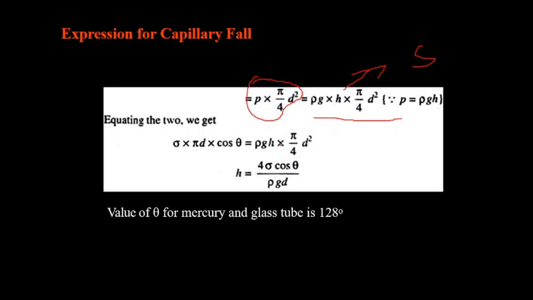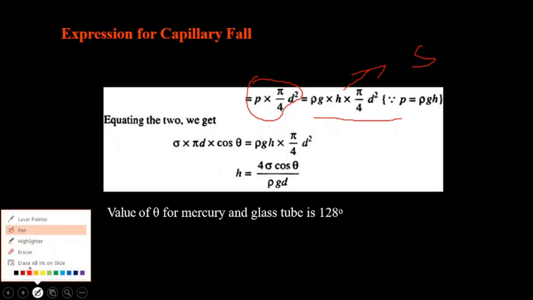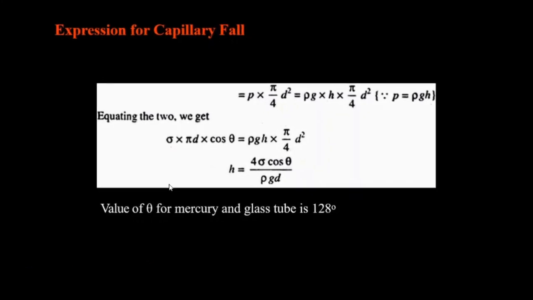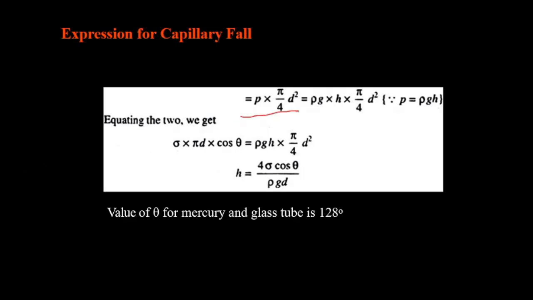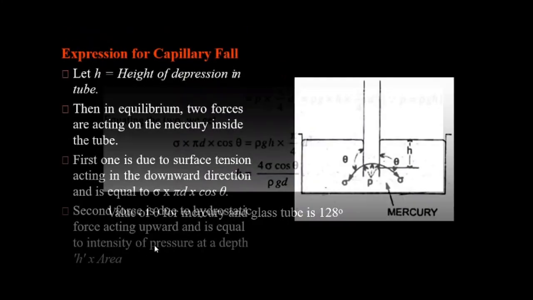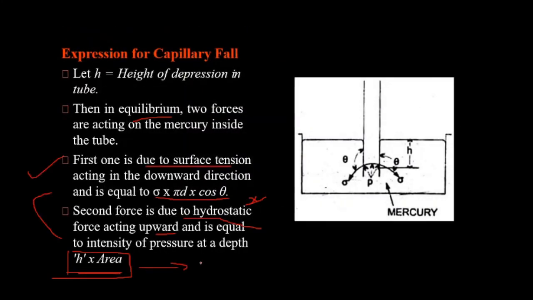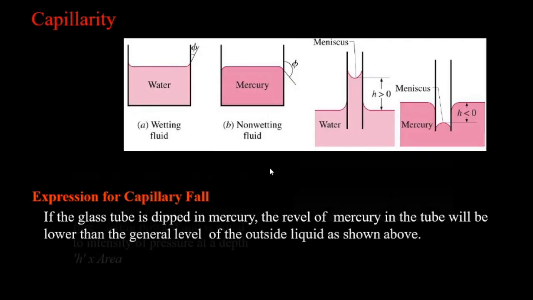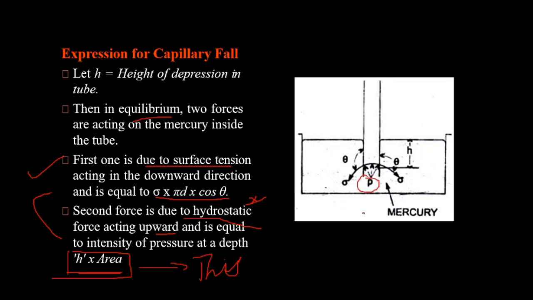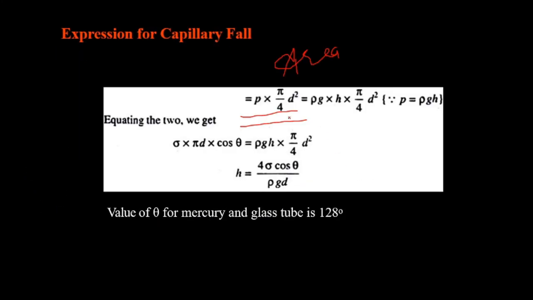Sigma pi d cos theta is due to the surface tension, and the second force is due to the pressure into area. Here it is elaborated: P is the pressure intensity, into pi by 4 into d square, the area. For this they are giving the expression. Here P is taken according to the figure. It is the pressure intensity, so P into pi by 4 into d square.